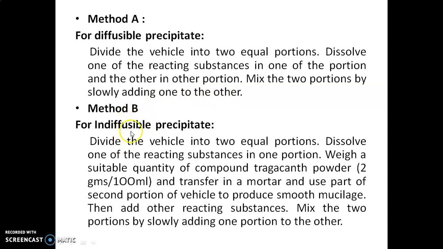Method B, which is for indiffusible precipitate: divide the vehicle into 2 equal portions. Dissolve one of the reacting substances in one portion. Weigh a suitable quantity of compound tragacanth powder, that is 2 grams per 100 ml, and transfer it to a mortar and use part of the second portion of the vehicle to produce a smooth mucilage. Then add the other reacting substance. Mix the 2 portions by slowly adding one portion to the other. So now let's move towards the actual experiment.